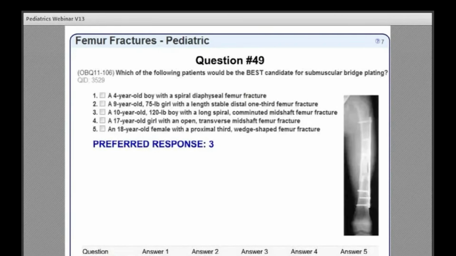So back to the question, the best candidate for submuscular bridge plating, you can see the preferred response is 3, which is a child who's in the upper age limit, who is above the weight restriction that's recommended for treatment using flexible intramedullary nails, but also with a length unstable fracture that requires an implant that's going to hold it out to length. So 3 is the correct response, and most of you got that right.